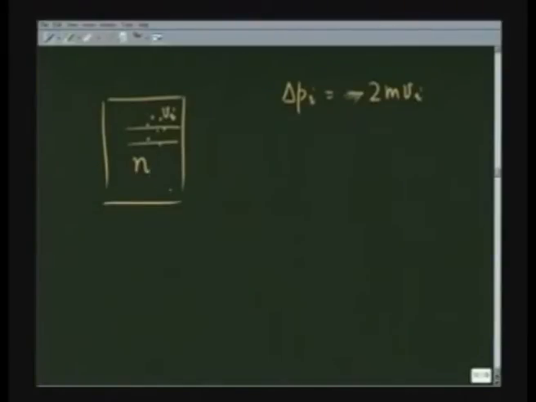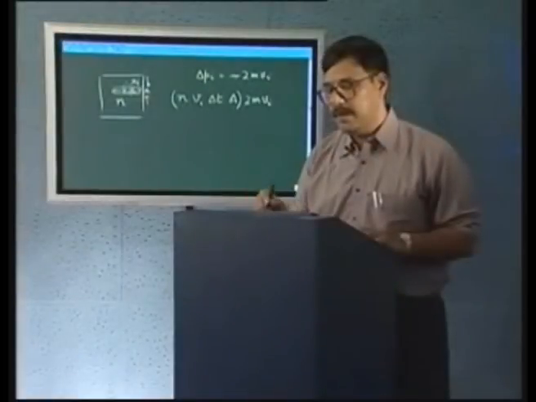How many particles are hitting? The number of particles hitting in time delta t is going to be n times v i delta t times the area. This is the area, this is the length v i delta t, and in the volume A times v i delta t I have n times this many particles. This many particles are hitting in time delta t, and they are each imparting momentum 2 m v i.